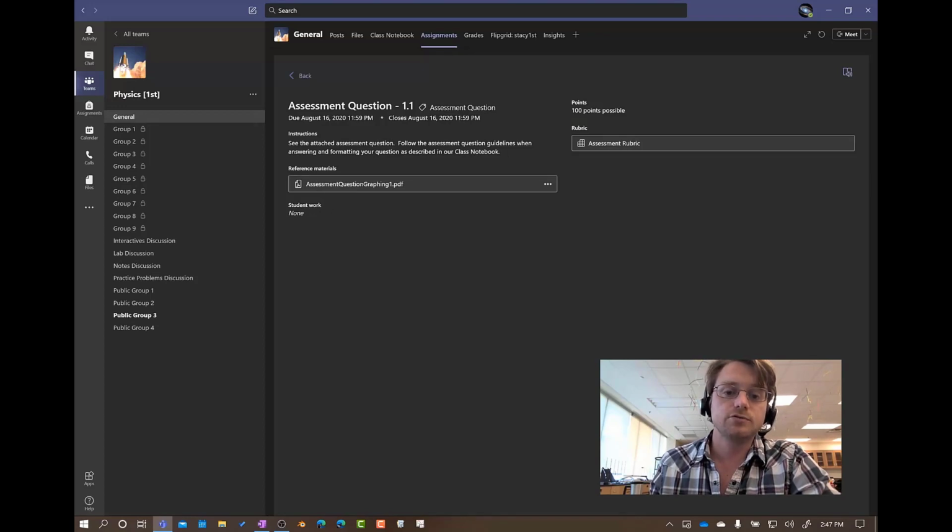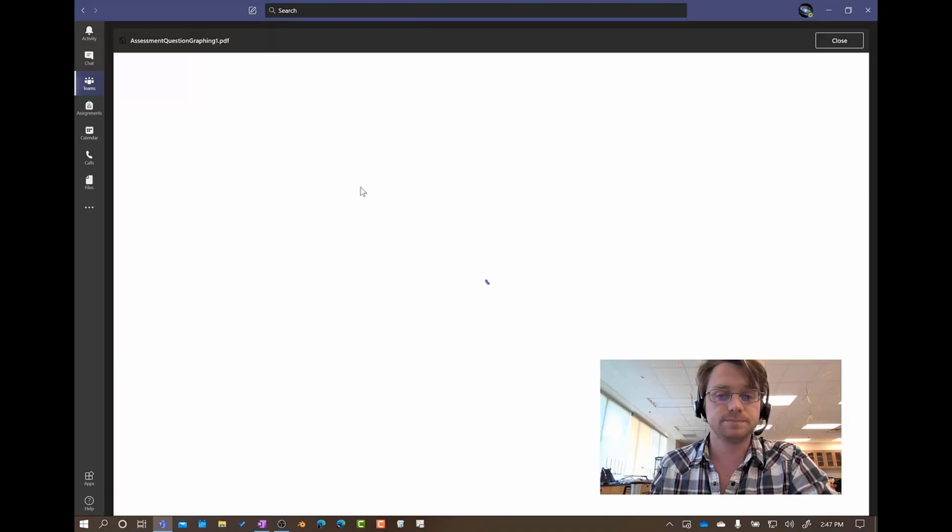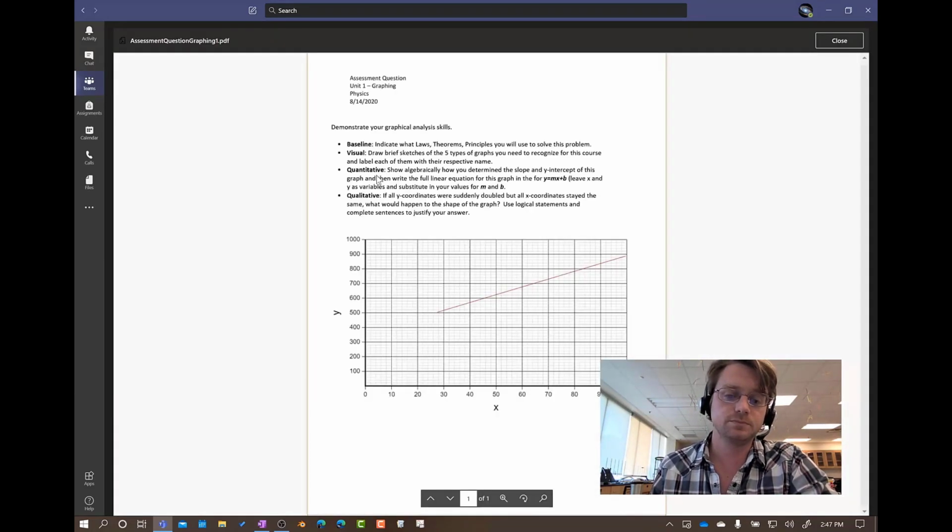Let's click on the reference materials, or the attachment. That's what the actual assessment question is. When I click on it, it'll automatically open within Teams, but we can also download it, open it in the browser window, or whatever. Here we are, we've opened the assessment question within Teams.